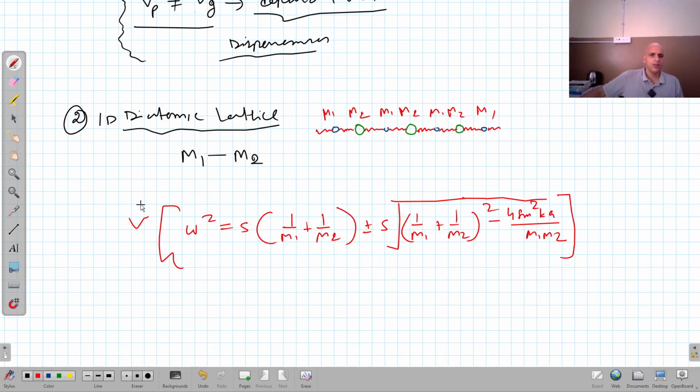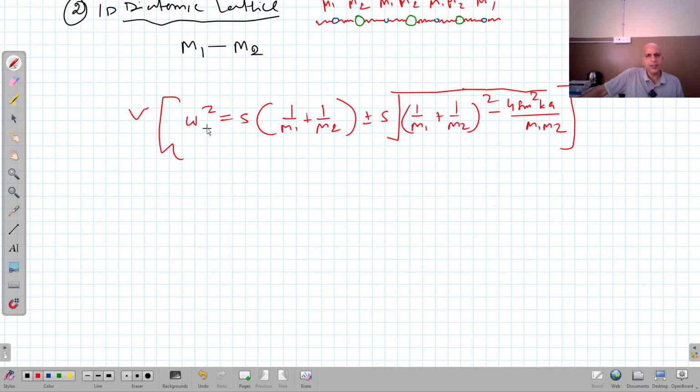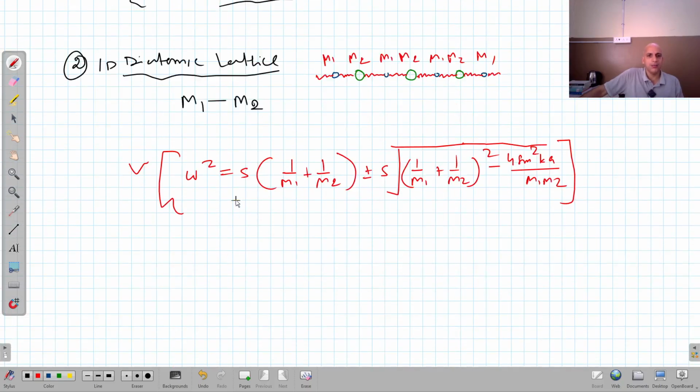So now we only have to remember what are the results that come out of this relation. There is no need to go for memorizing all these equations, but what are the results that come from this relation, as we have discussed for the monatomic lattice, right?